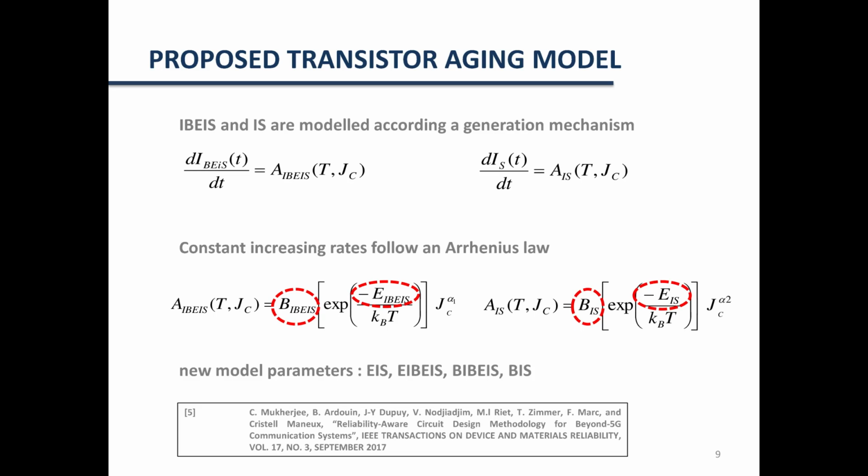And this means that now the model parameters IBEIS and IS are not constant anymore. They are varying quantities, and they are described by this Arrhenius law with 4 new parameters, activation energies and coefficients. And for more details, you are invited to refer to the reference paper here below on slide 9.